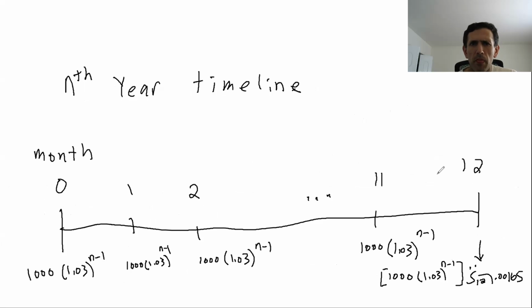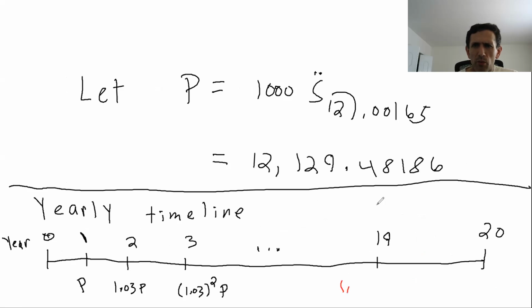I have different colors, so I might as well use them. Again, this whole thing is P times, well, n equals 19, 1.03 to the 18, and then finally at the end of the 20th year, it's 1.03 to the n minus 1, well, 20 minus 1 is 19. Okay, so plug that all in. Whoops, sorry about that. Go back to the black pen.